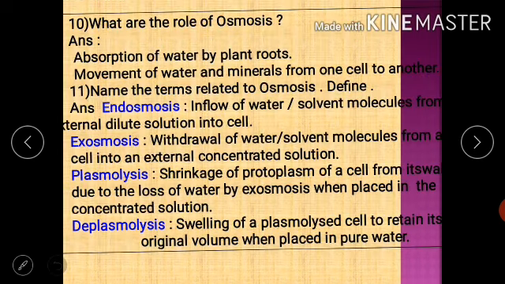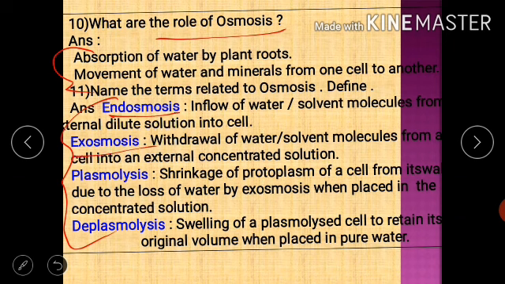Okay. The next question is, what is the role of osmosis? First, absorption of water by plant roots. Second, movement of water and minerals from one cell to another. These two are done with the help of osmosis. Now, related to osmosis, there are four terms: endosmosis, exosmosis, plasmolysis, deplasmolysis.